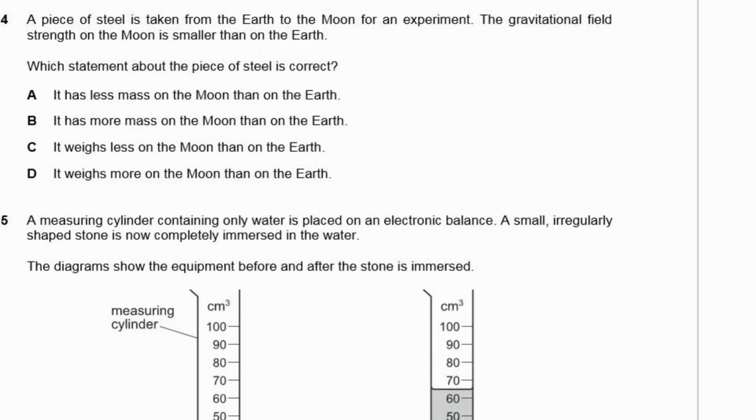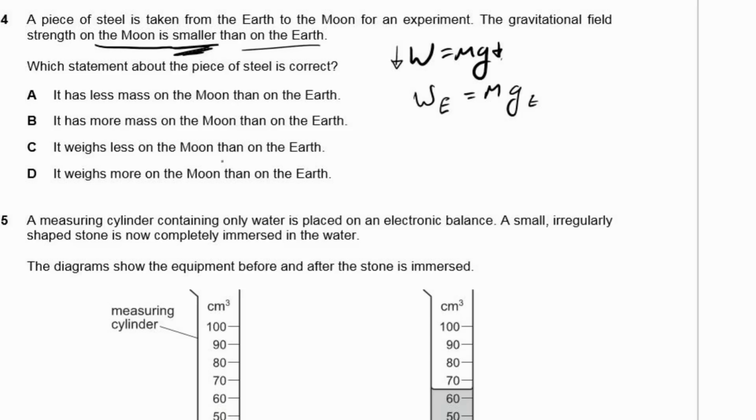So it's asking us about mass and about weight. What do we know? We know that weight equals mass times gravity. We're told that the gravitational field strength on the Moon is smaller than on the Earth. So we've taken this mass from Earth to the Moon. So the weight on Earth equals the mass times the gravity on Earth. But if we go to the Moon, gravity is a smaller value, which means the weight is a smaller value.